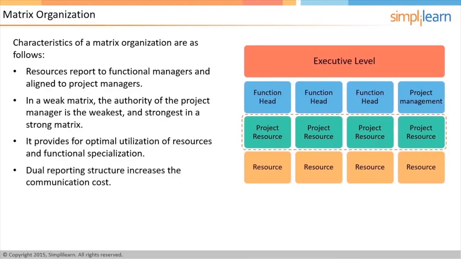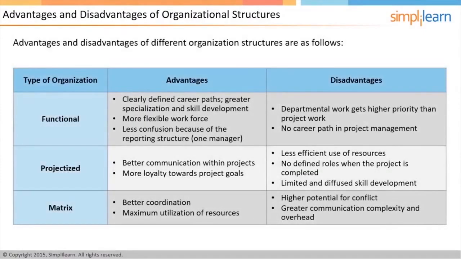The disadvantage of matrix organization is that the communication overhead increases significantly. This is because every resource in the organization belongs into a project and into a function, leading to a dual reporting structure. In a matrix organization, project management happens at project resource level. In the next screen, let us summarize the advantages and disadvantages of different organizational structures. Each organization structure has its own set of advantages and disadvantages.